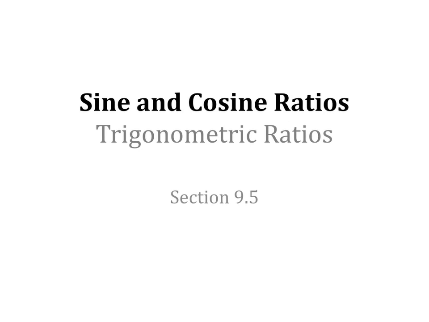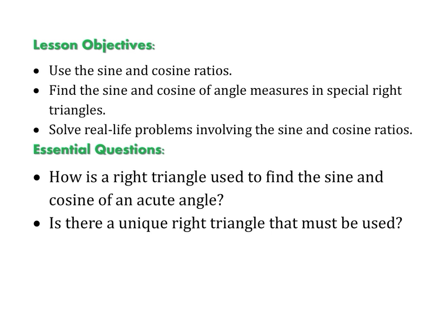All right, let's learn about the sine and cosine ratios of our trigonometric ratios, section 9.5. So our objectives are to use the sine and cosine ratios, find the cosine and sine of angle measures in special right triangles, and solve real-life problems involving the sine and cosine ratios. Our essential questions: how is a right triangle used to find sine and cosine of an acute angle? And is there a unique right triangle that must be used?